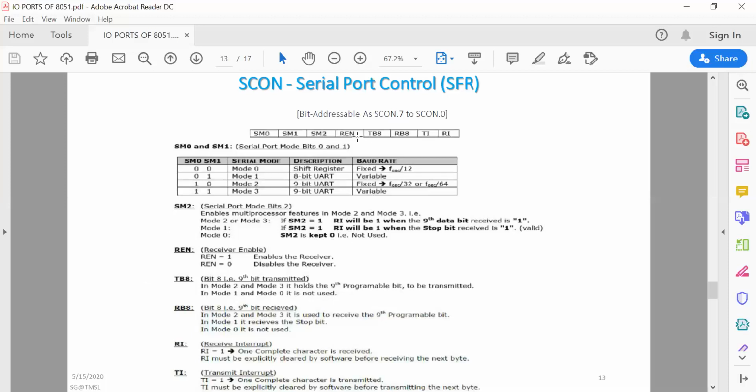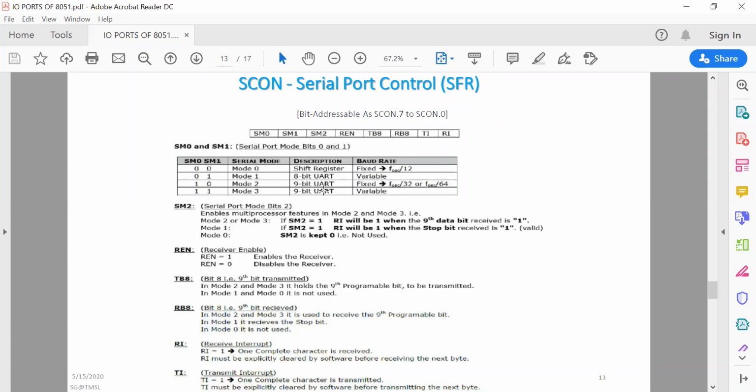The next bit is called the receiver enable bit. If it is 1, it enables the receiver. If it is 0, then it disables the receiver. Then TB8 or RB8, that is for bit 8, the 9th bit that is transmitted is held in this bit. Now in mode 2 and mode 3, it holds a 9th programmable bit that is to be transmitted, and in mode 1 and mode 0 it is not used. Okay, and that is the difference.